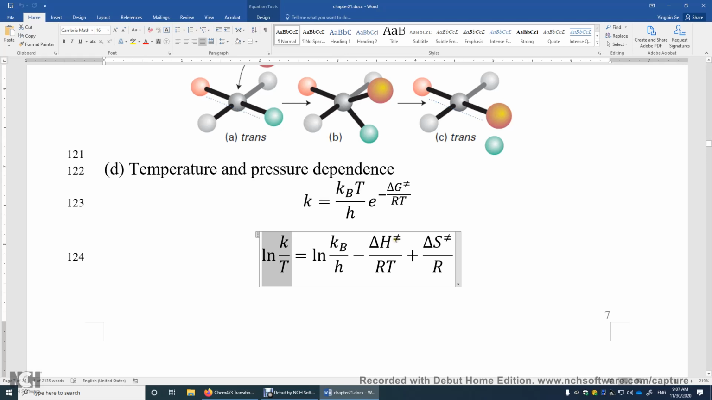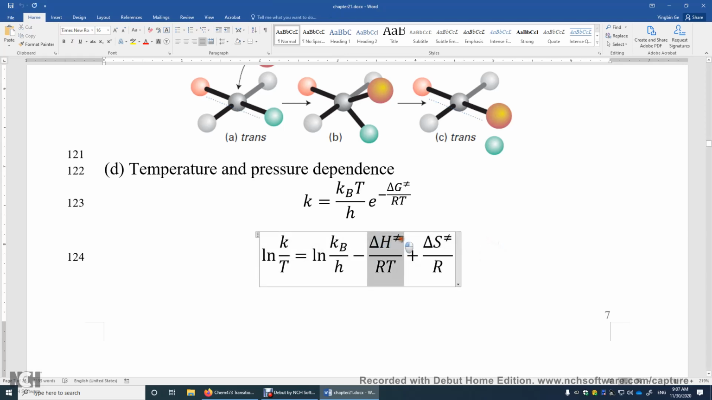And also, of course, you're going to get an intercept, the y-intercept. The y-intercept is going to be just ln kB over h plus delta S double dagger over R. It's just this one plus this one. Given the y-intercept, I think you can easily subtract this first, and then multiply the result by R. What do you have? You get the entropy of activation. You get the entropy difference between the transition state and the reactants.